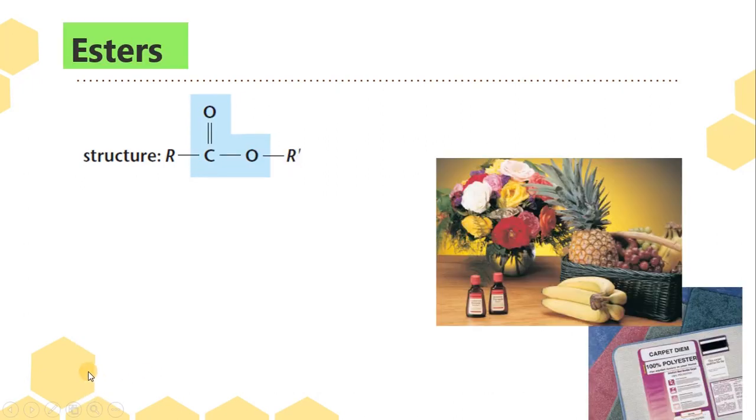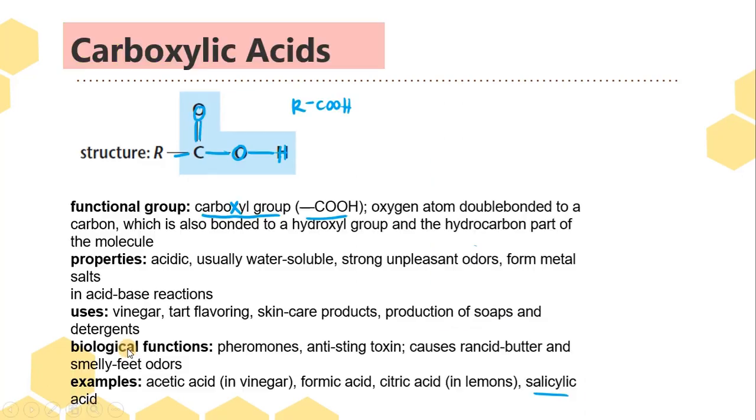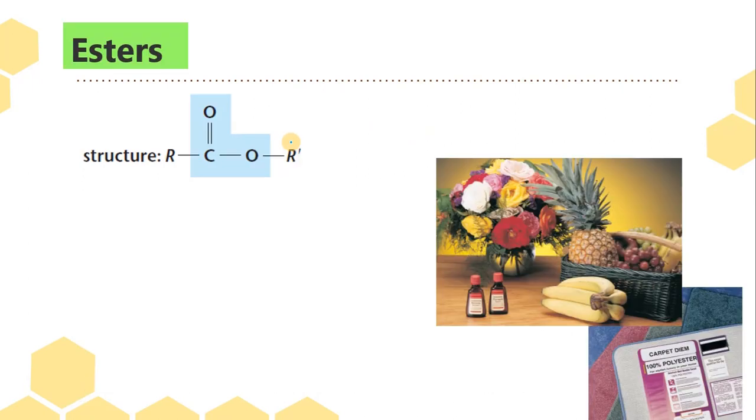Okay, next group, esters. We're done with carboxylic acid. Remember our pattern is like this: RCOOH. In the esters, the H was replaced by an R. In your reading, esters are a product of a reaction of carboxylic acids plus alcohols. They form esters.